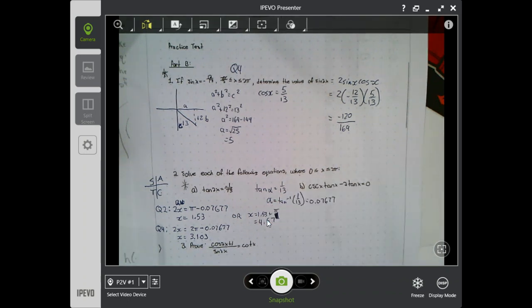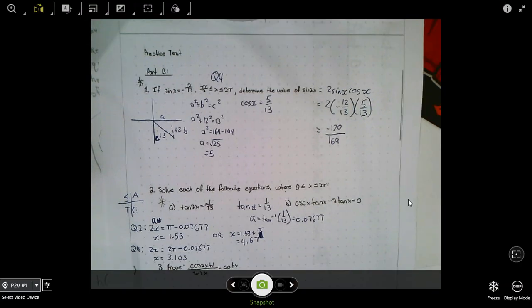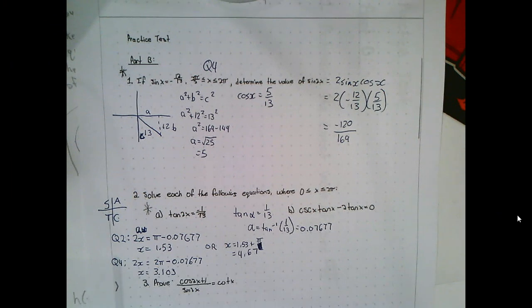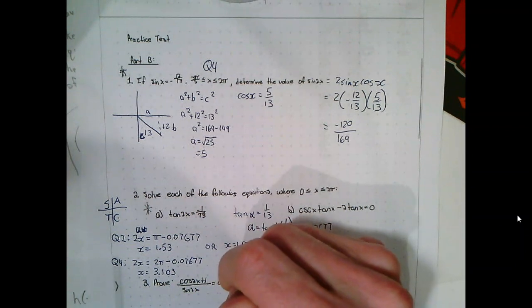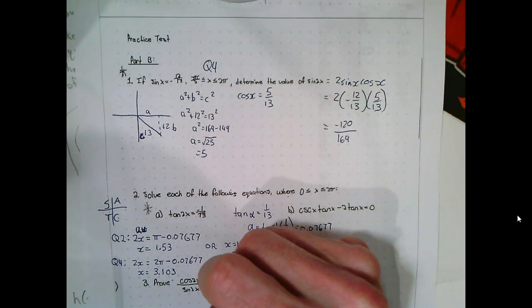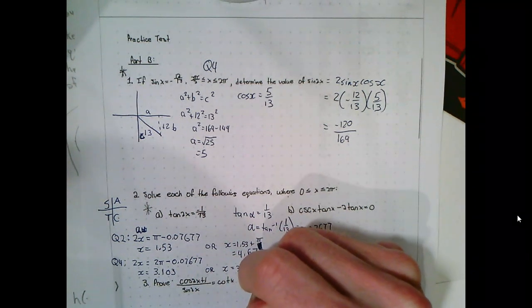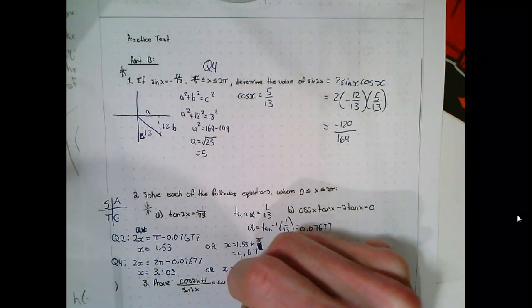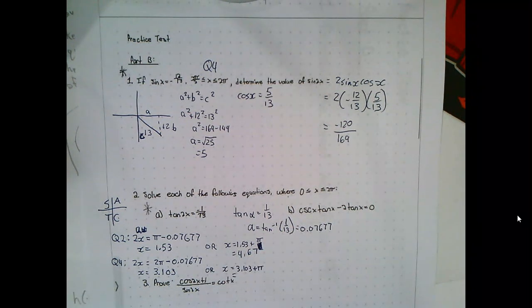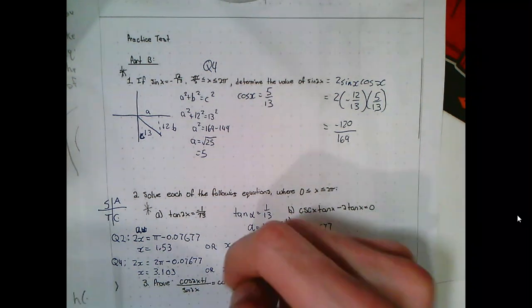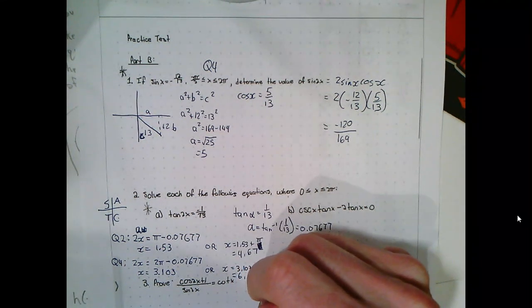And so when we say 1.53 plus pi, we end up with our second answer, which is 4.67. The reason we're adding pi to that is simply because that is the period of tan. If it was a cos or sine that we were trying to find, we'd be adding 2 pi to that answer. Now, finally, we've got our last answer here, which is x equal to 3.103 plus pi, which gives us our final answer, 6.245.